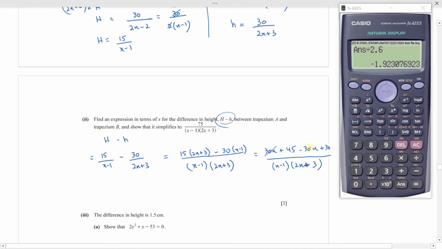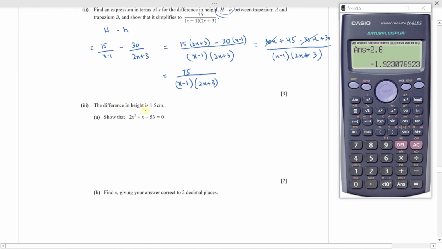So this plus 30x and minus 30x will be 0. 45 plus 30 will be 75 over x minus 1 into 2x plus 3. So you have shown that the difference is this, which is given in the question.